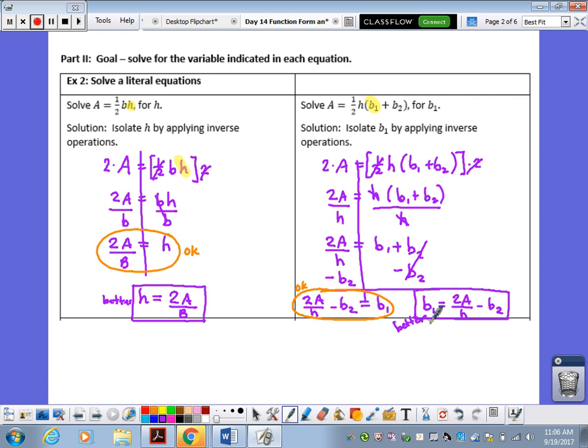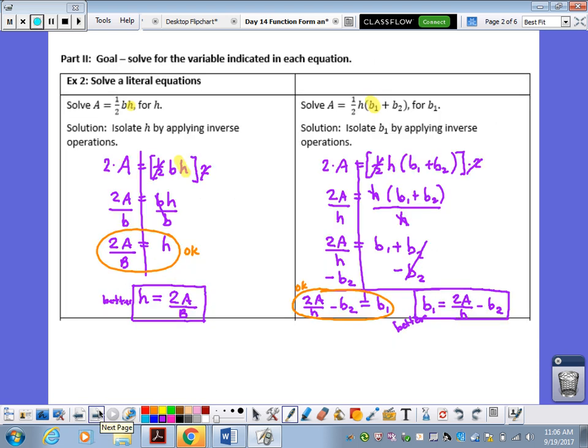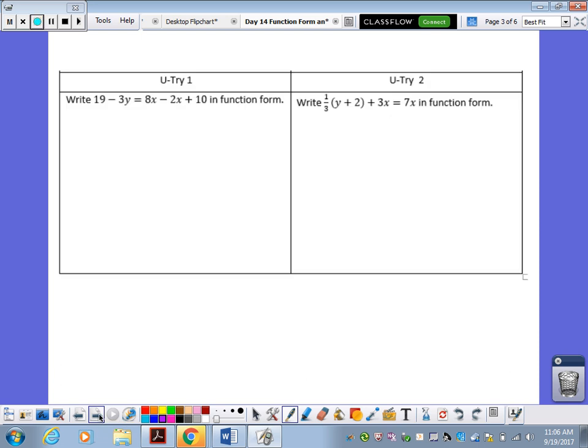So that is the end of our lesson. So we had two goals. One, to write in function form. Function form was the front side of your worksheet. And then on the back side of your worksheet was to solve literal equations. You're literally solving for a different variable than what they already have. So the You Try It's are what you're going to do tonight.